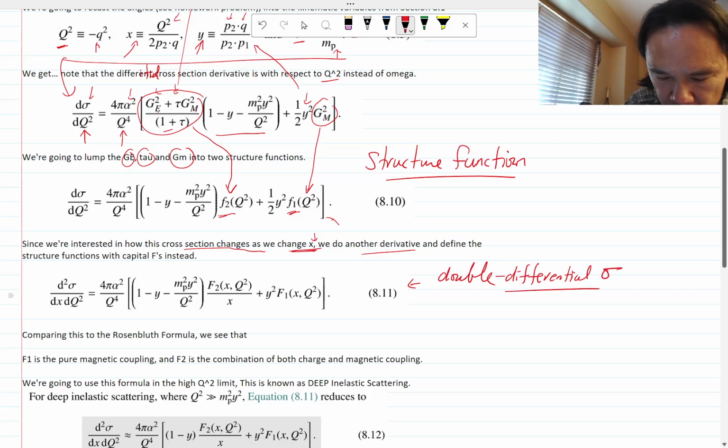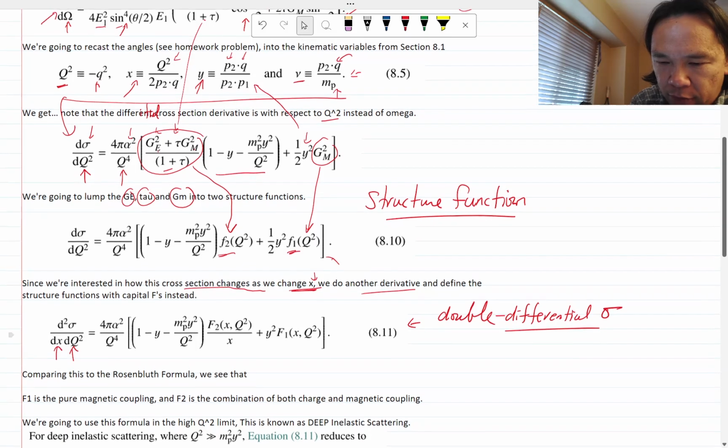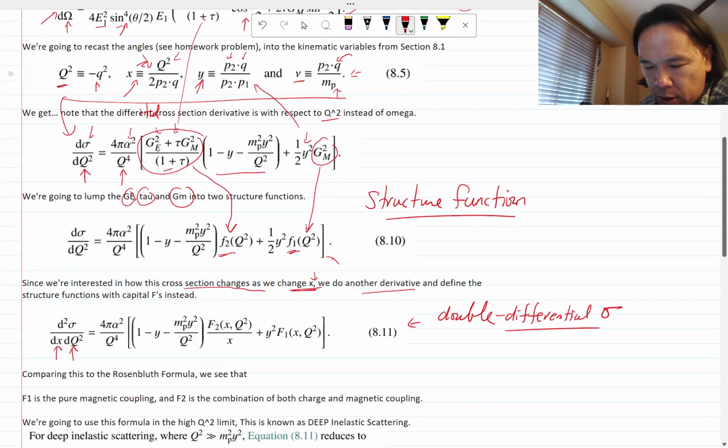Instead of just the differential cross-section with respect to one variable, in the previous case q squared, it's going to be a differential cross-section with two variables. So you do a second derivative with different variables. We're going to take this derivative with respect to dx, where x is this kinematic variable up here, which is also related to q squared.